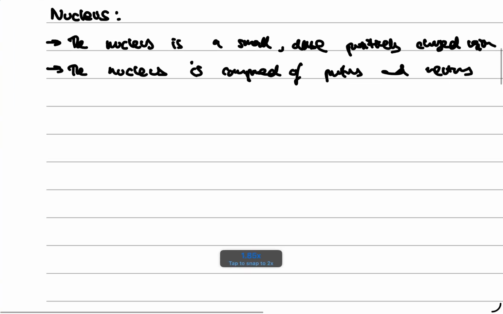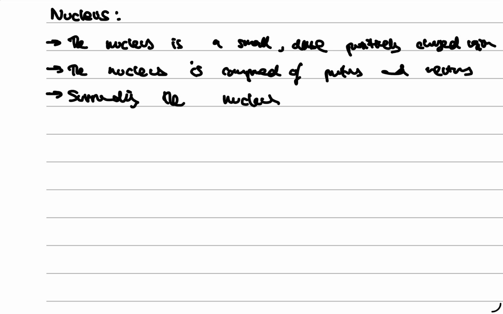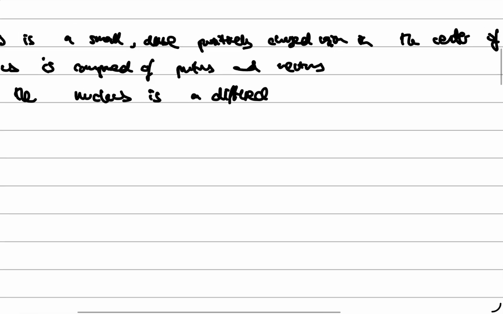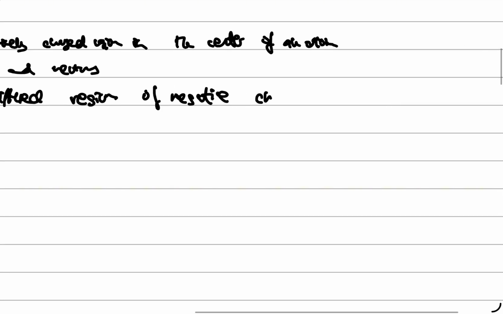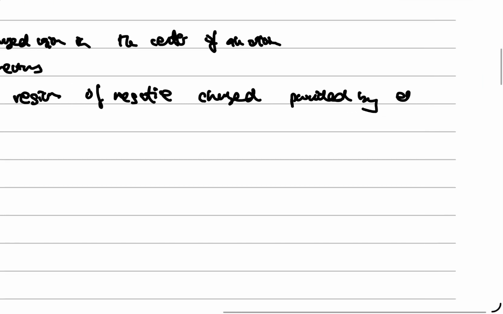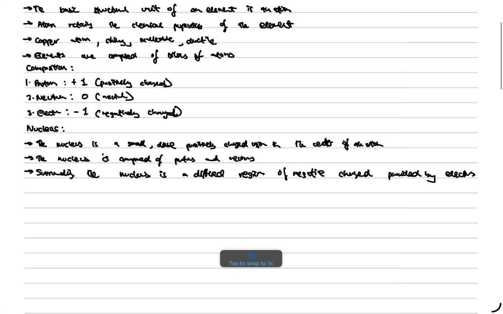And let's just mention something about the outer rings. Surrounding the nucleus is a diffused region. I just told you it's like a cloud. So it's a diffused region of negative charge. It's just all over the place. And this is provided by electrons. Okay, one more thing to go over.